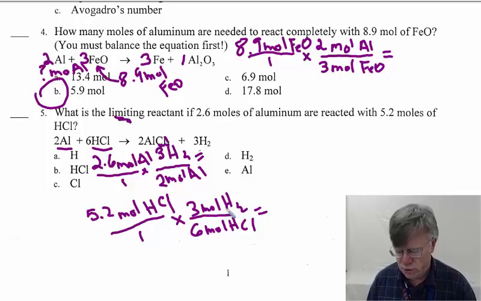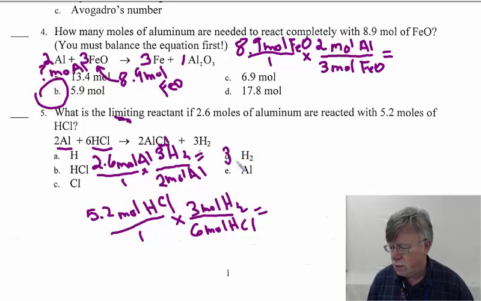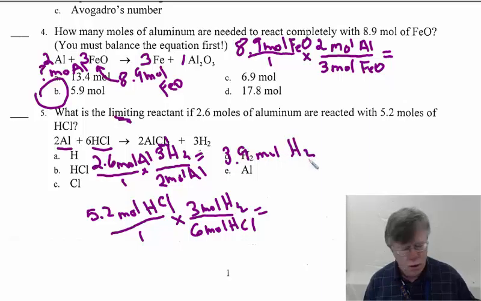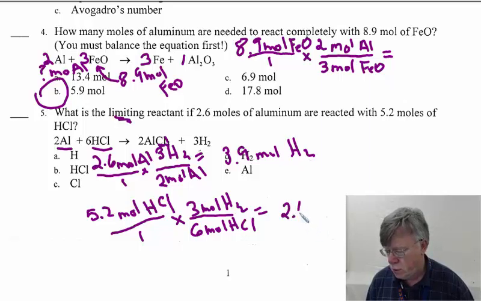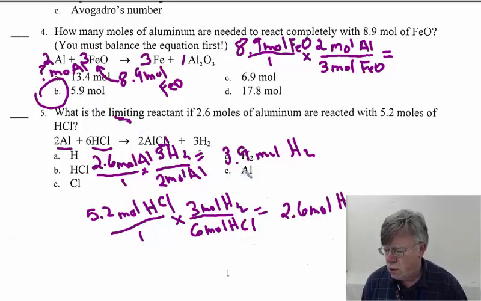So let me go ahead and do the math first of all. Well, 2.6 times 3 equals, divide by 2 equals. Okay, I get 3.9 for this first one. Moles of the product hydrogen. Okay, and the other one I've got 5.2 times 3 equals, divide by 6 equals. I have 2.6 moles of hydrogen.